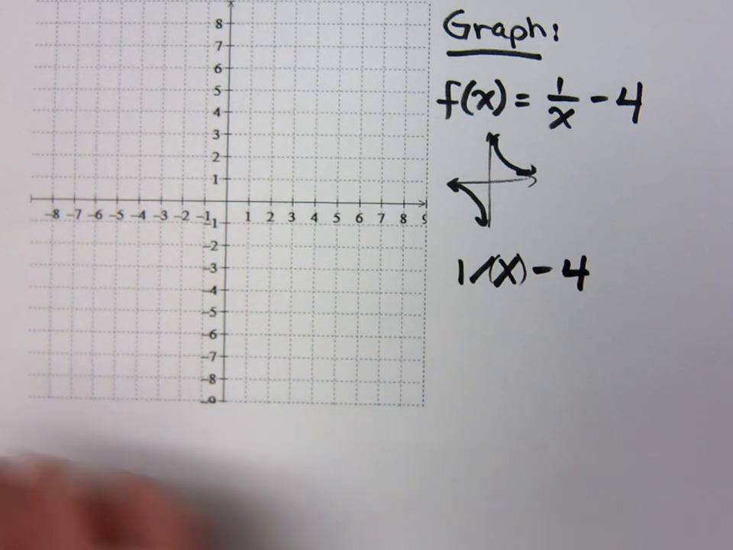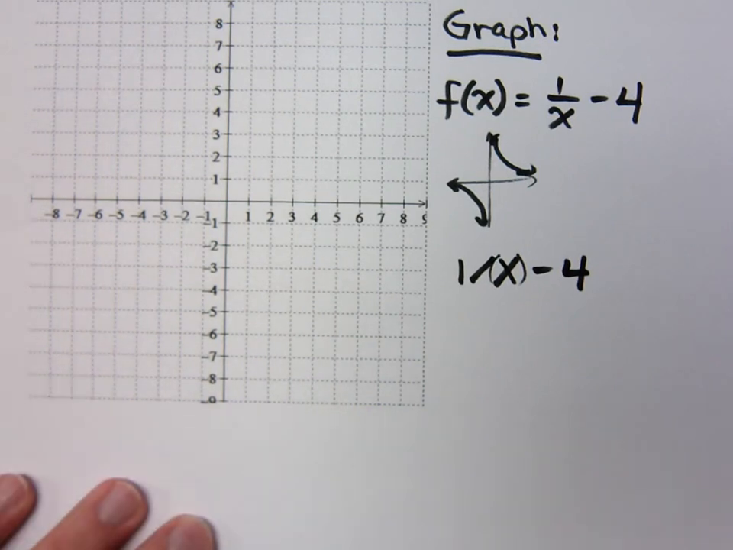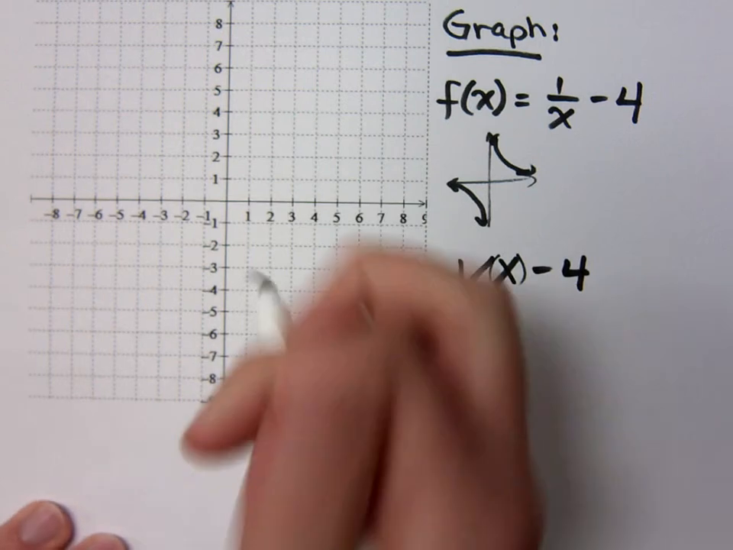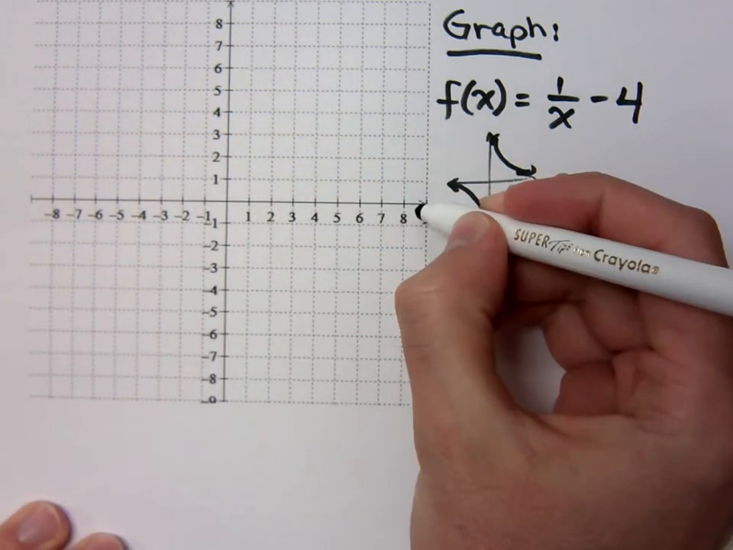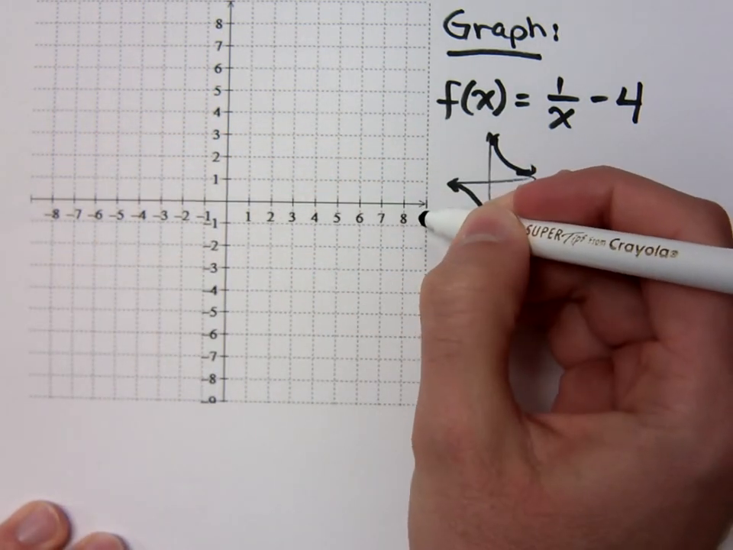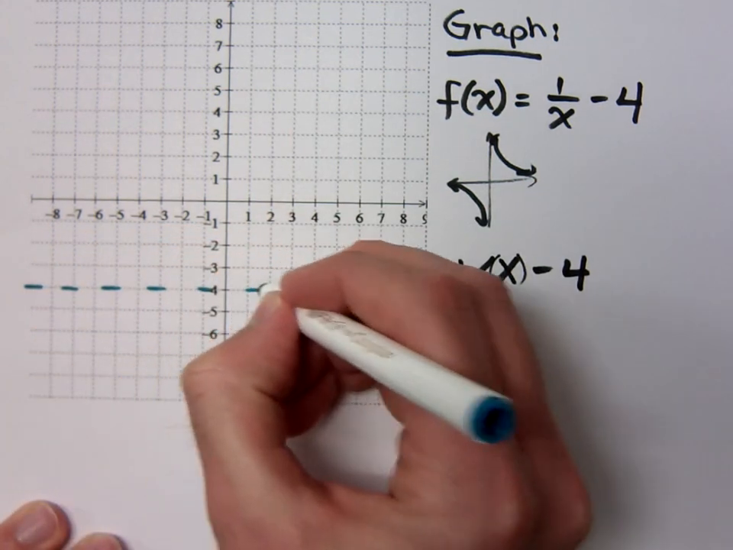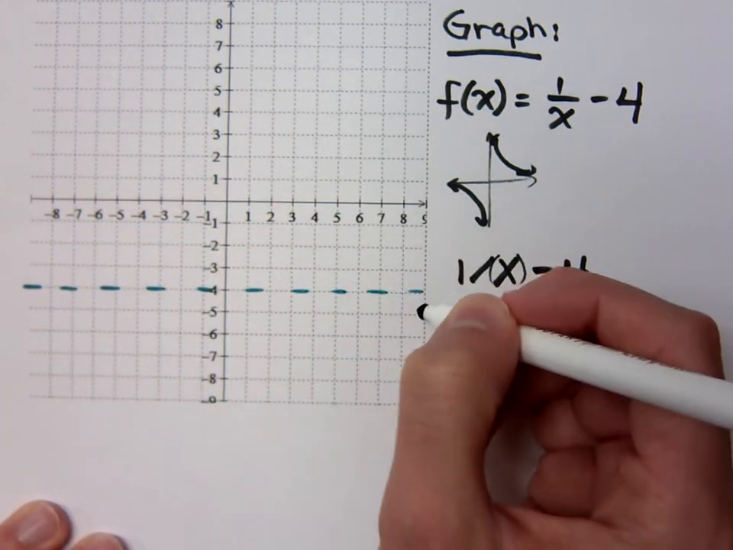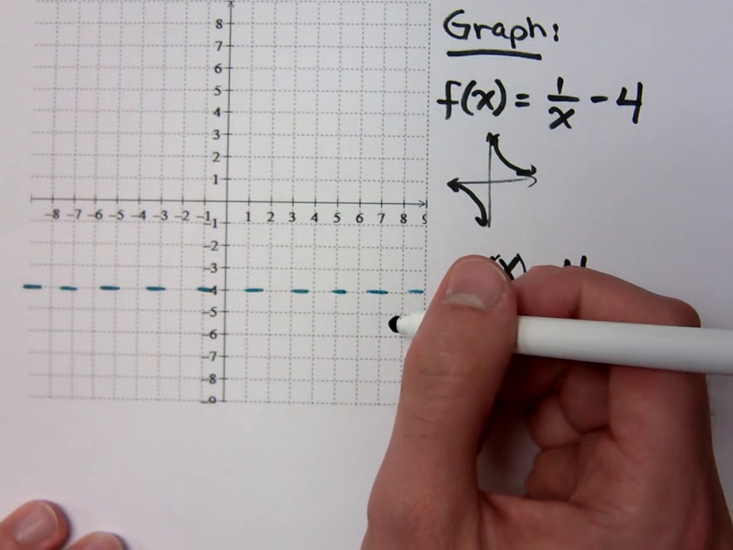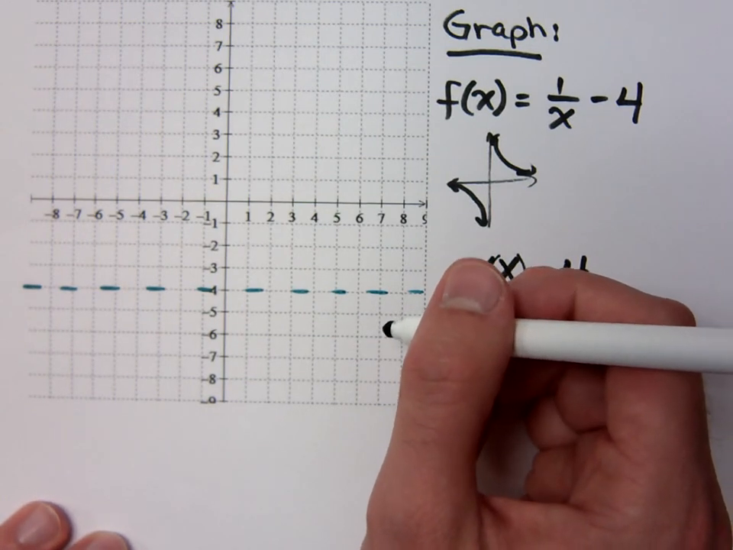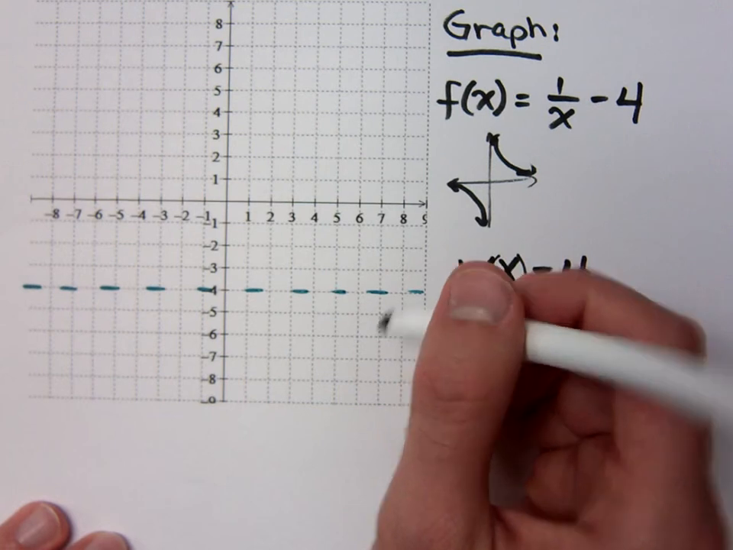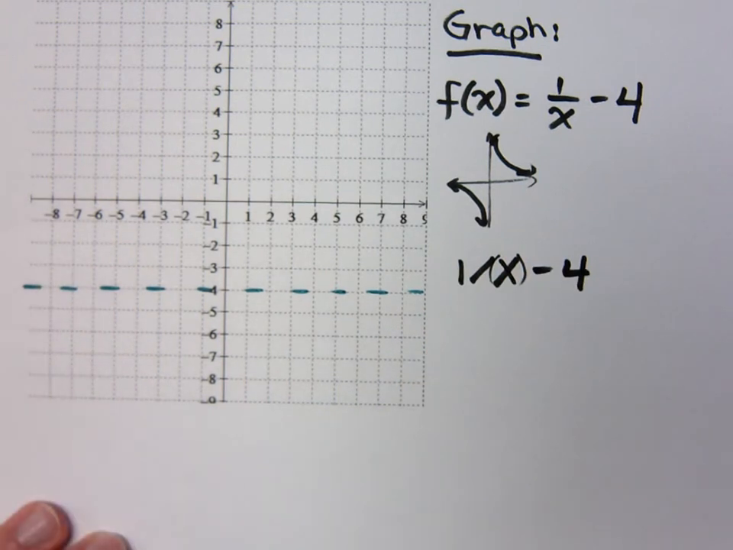Now, I'm shifted down 4, so let's put my horizontal asymptote. It was right here at 0, so where is it now? Negative 4. It cannot equal negative 4. Well, on the edges it approaches negative 4. I could cross it. This guy doesn't, but I could. Yeah. What is your vertical asymptote? What makes that denominator equal 0?